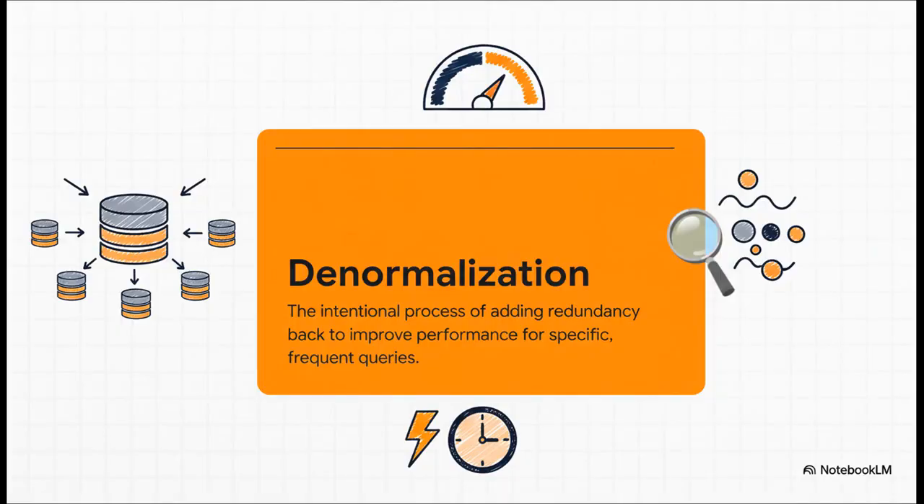And that brings us to our second key concept, denormalization. Now, this isn't about just being messy again. It is a deliberate, strategic decision to add some of that redundancy back into the system, but only to optimize for speed on very specific, high-traffic parts of the app.